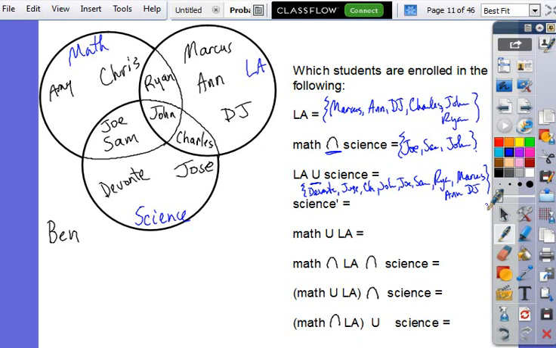All right. What does that little symbol mean right there? The little apostrophe? Not. So I want the ones that are not in science. That means everybody that's not in science. So I'm going to start with Amy, and Chris up there. Marcus and Ben. Ryan. Marcus and DJ. Ben. And don't forget Ben out there because he's not in science either.